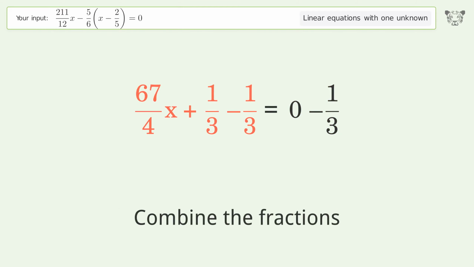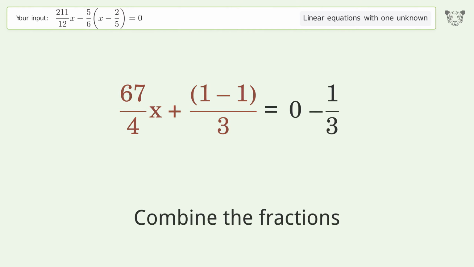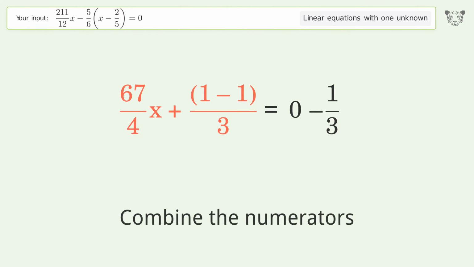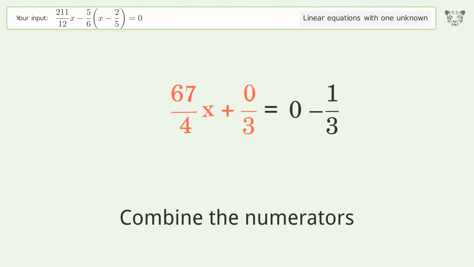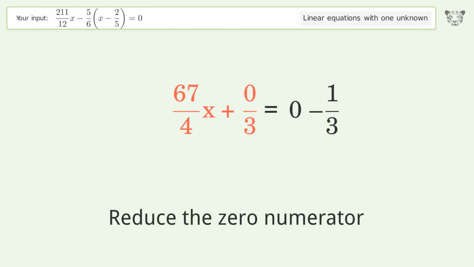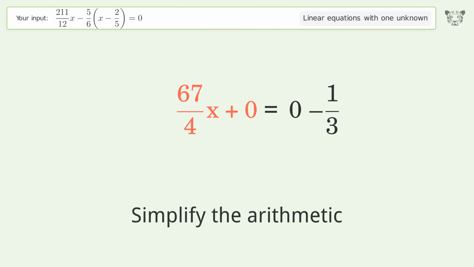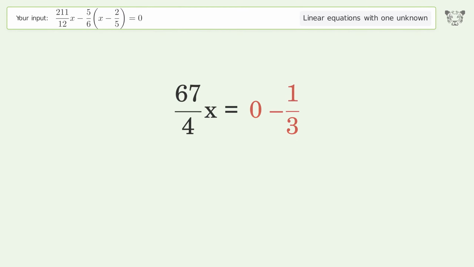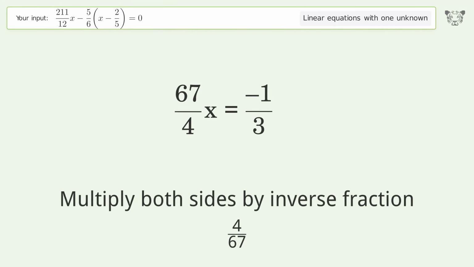Combine the fractions. Combine the numerators. Reduce the zero numerator. Simplify the arithmetic. Isolate the x. Multiply both sides by inverse fraction 4/67.